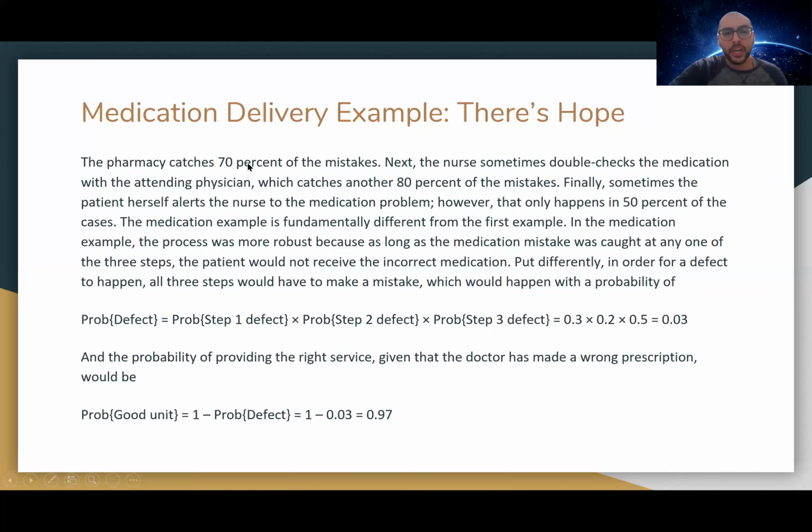And in that case, we got 70%, 80%, and 50%. So if we do 100% minus 70, we will get 0.3, and so on, 0.2, 0.5. So we have 3% that we will end up with a defective outcome. And if we want to get the probability of ending up with a good outcome, we would simply do 100% minus the 3% and we will get 97%.